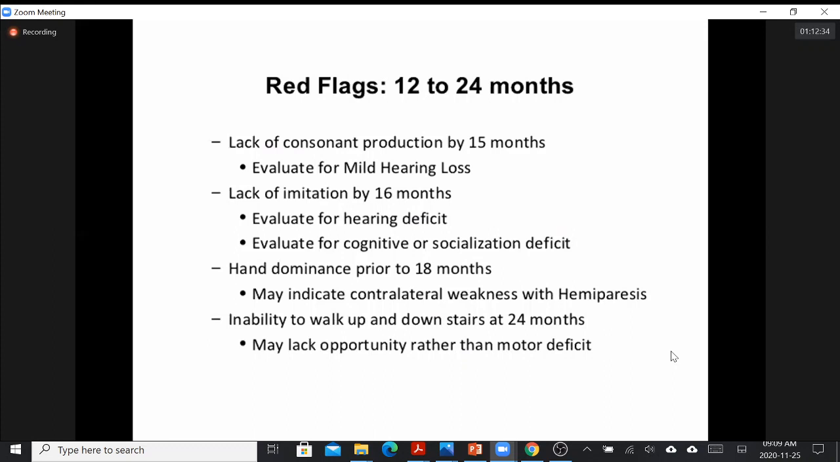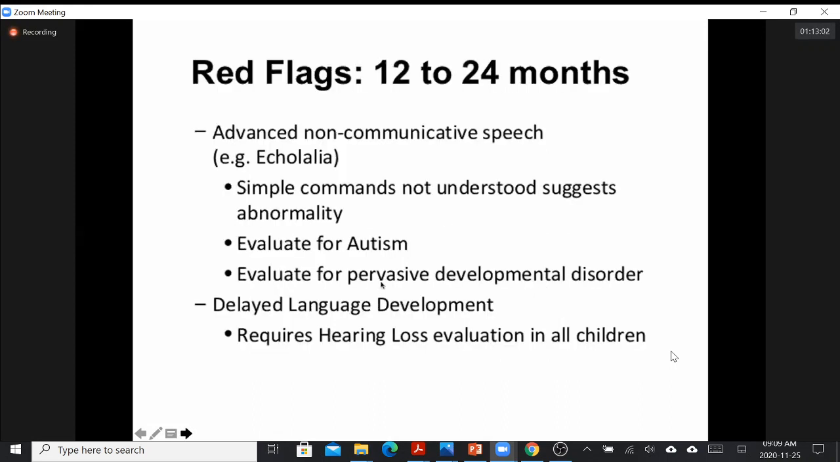So if they are unable to hold on to the railing and go up and down stairs, it may be more like a lack of opportunity rather than a motor deficit. Lack of opportunity means sometimes it may be the first child, precious child. So parents are scared to leave the baby on the floor, always carrying the baby. So he has no opportunity to explore. And that may be the reason rather than having a motor problem. So like that, depending on what the problem is, we have to try and figure out what is wrong.